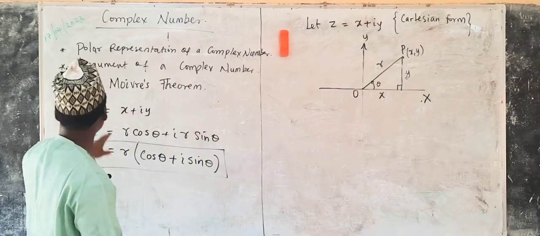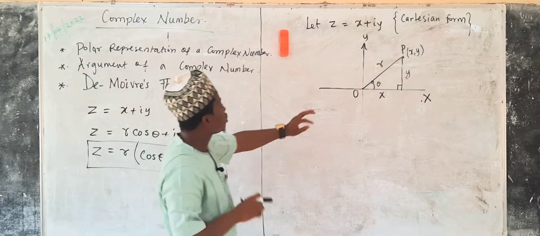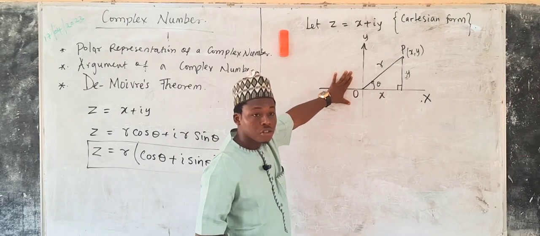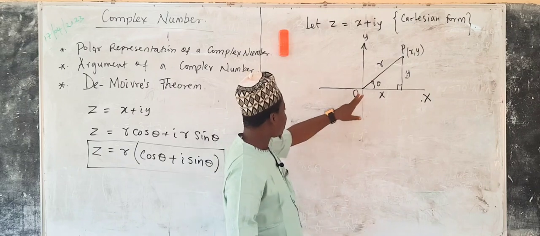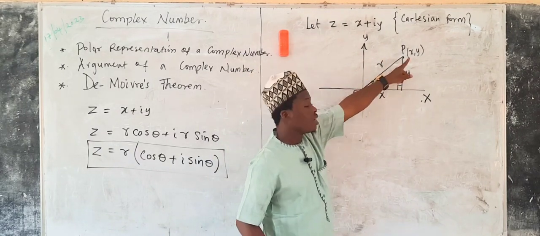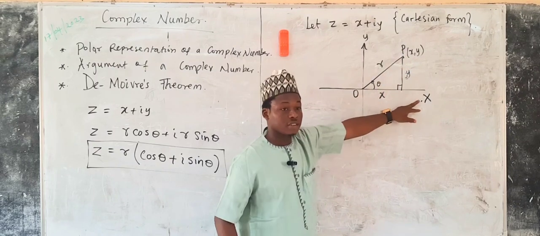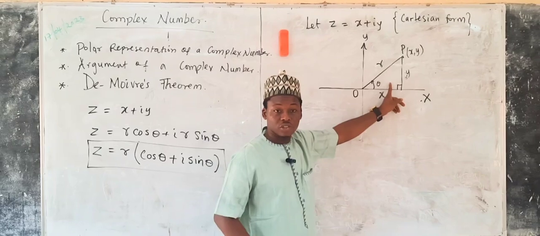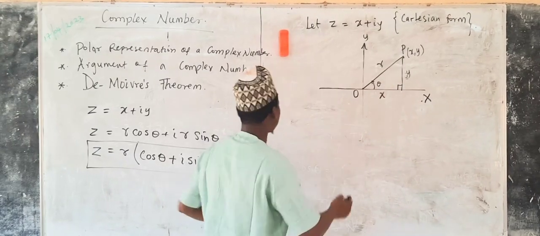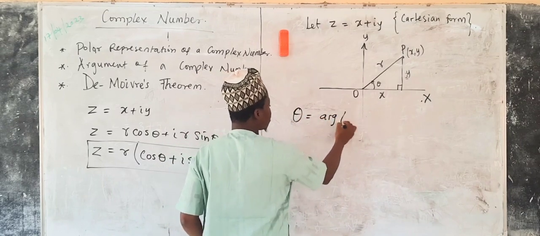Next, we will need to find the argument of a complex number. From the Cartesian form, you can see that line OP, which is the complex number x, y, makes an angle theta with the x-axis. So that angle theta is actually what is called the argument of the complex number, which is written as theta equals argument z.